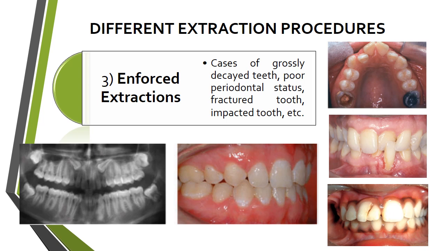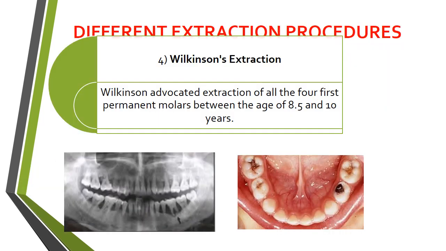The third one is the enforced extraction. Those extractions are usually carried out because they are necessary, as in the cases of grossly decayed teeth, very bad periodontal status of the teeth, or if we have a fractured tooth, or an impacted tooth that is very difficult to be aligned, just like we can see from those pictures.